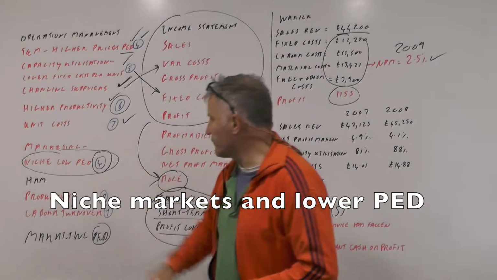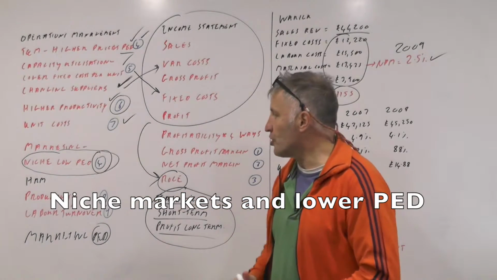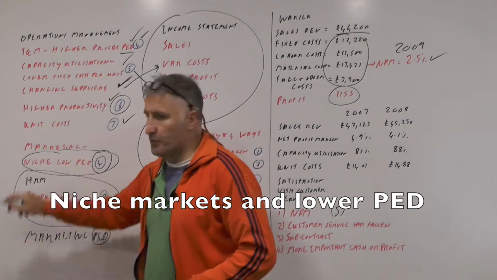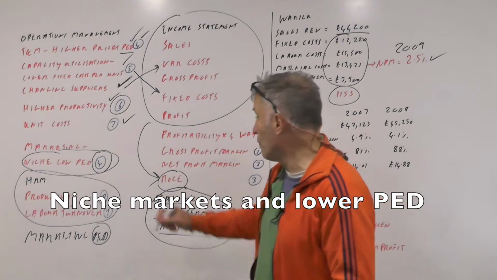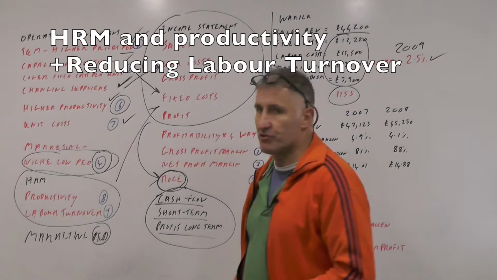We've got the price elasticity of demand again. Perhaps the firm should move into a niche market, you can probably charge higher prices. And also lastly, we looked at HRM with productivity and labor turnover. If you can increase the labor productivity, then obviously your costs are going to fall once again, which is going to increase your profits, which will therefore help to increase your return on capital employed.